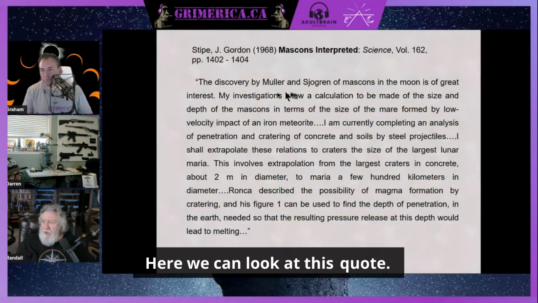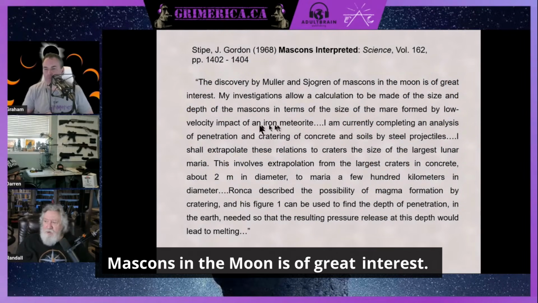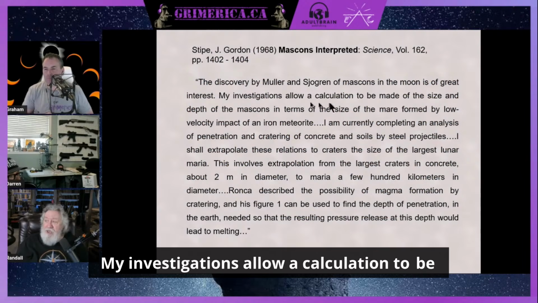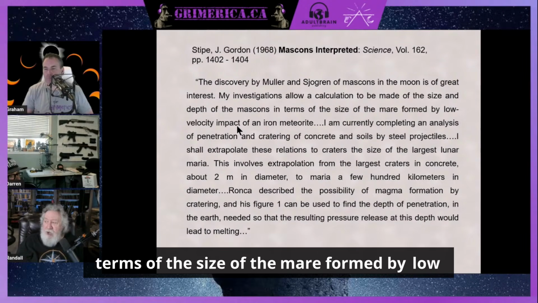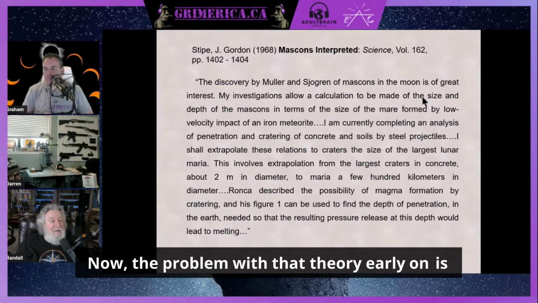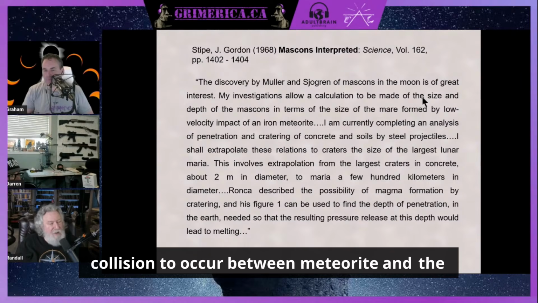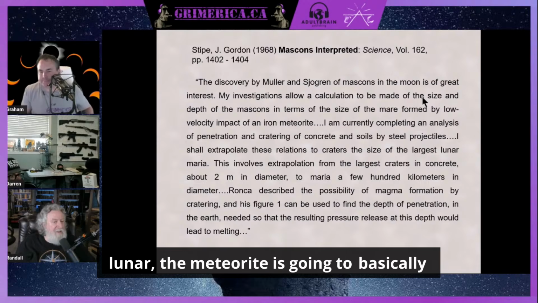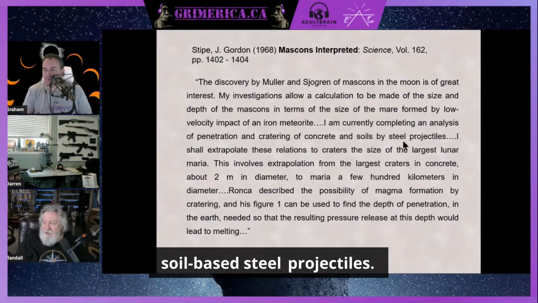Here we can look at this quote: "The discovery by Muller and Sjogren of Mascons in the moon is of great interest. My investigations allow a calculation to be made of the size and depth of the Mascons in terms of the size of the mare formed by low velocity impact of an iron meteorite." Now, the problem with that theory early on is that at whatever velocity you bring that collision to occur between meteorite and the lunar surface, the meteorite is going to basically vaporize. So I am currently completing an analysis of penetration and cratering of concrete and soils by steel projectiles.